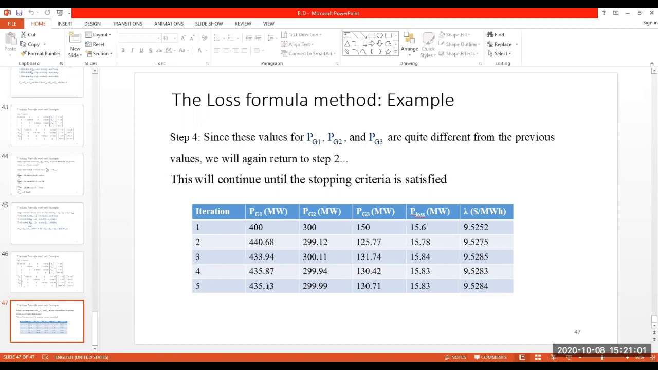Why do we stop? Because you see in iteration number 4 the PG1 value is 435.87. Now in iteration number 5, it is almost the same. It is a fraction of a megawatt. Similarly here for PG2, and similarly here, it is a fraction of a megawatt. So that means we are in a position to stop. So this is your final solution for this loss formula method.